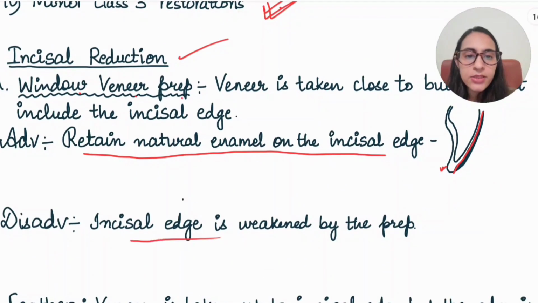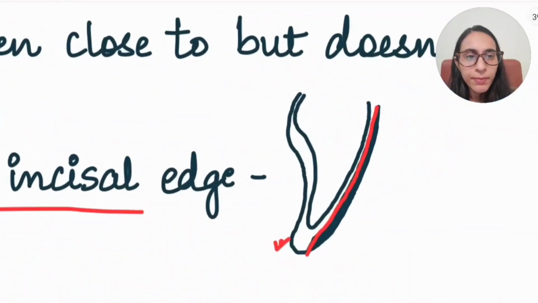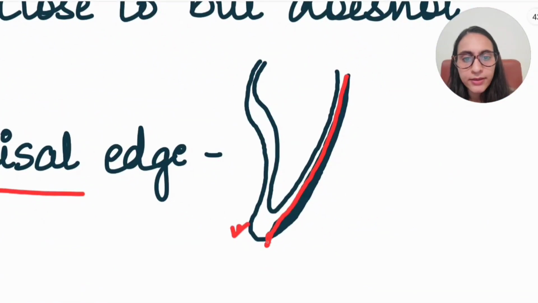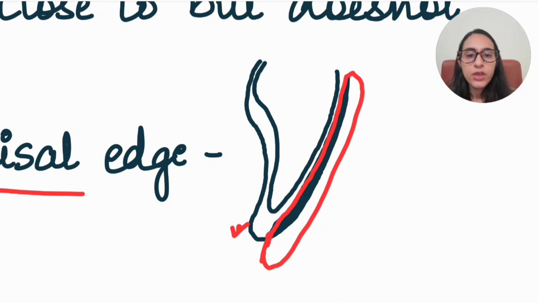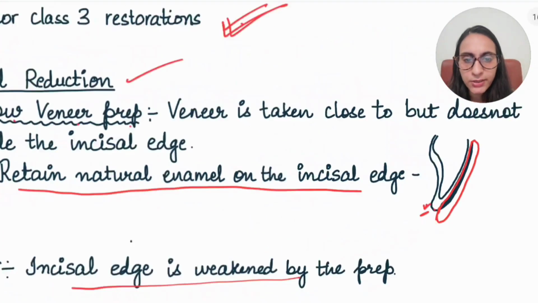So if you are not removing the incisal edge, the preparation will be like this, right? This is the veneer that you are going to use. Now the incisal area becomes very thin and it becomes prone to fracture. So that is the disadvantage of window veneer preparation.